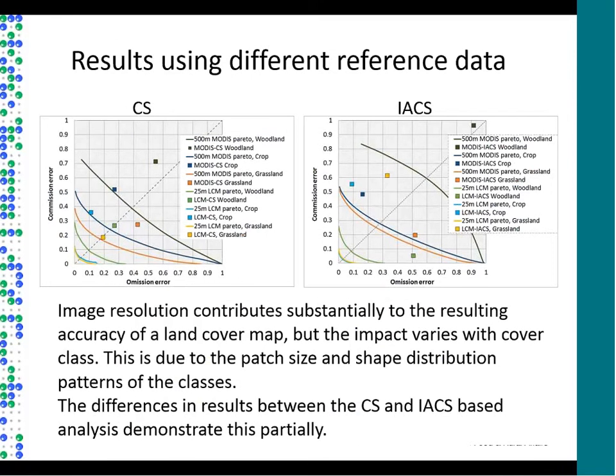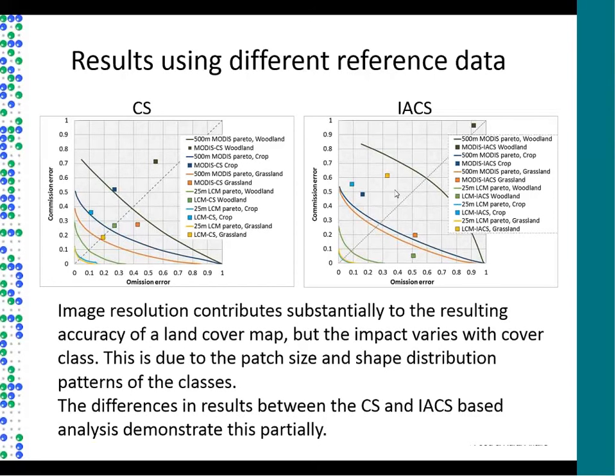Now, all the previous results I've shown are based on the Countryside Survey sample reference data. So let's have a quick look at what happens when we use different reference data sets to calculate the Pareto and the classification accuracy. On the left, I have put all the results together in one plot based on the CS samples, and on the right I've done the same, but based on the Ajax reference data. So the difference is that the CS is a sample-based survey that covers the whole of the UK, and the Ajax is a continuous survey, but this one only covers farmlands in England.